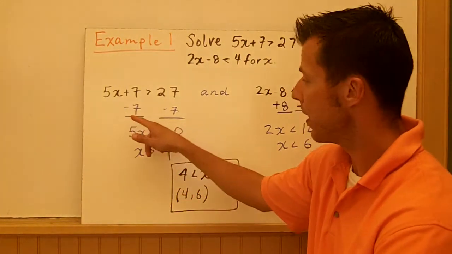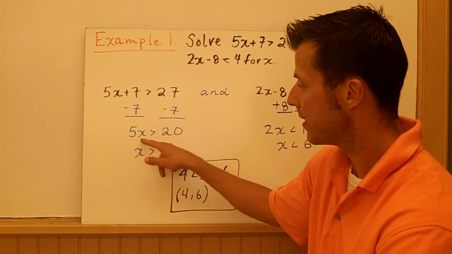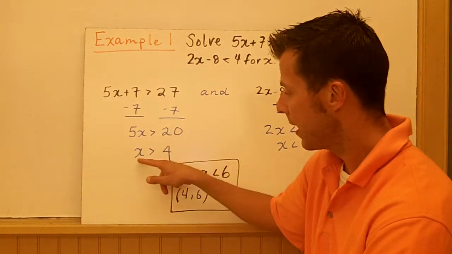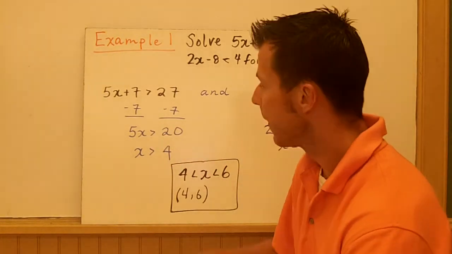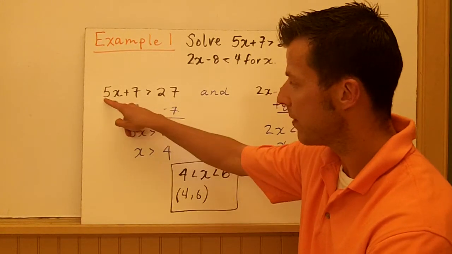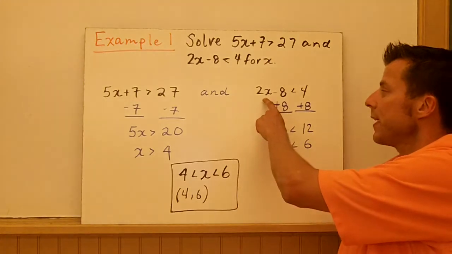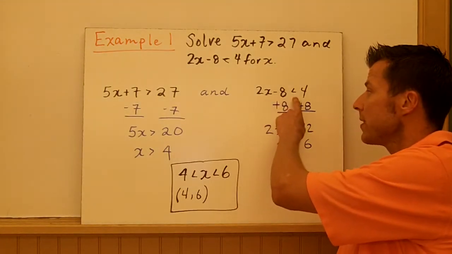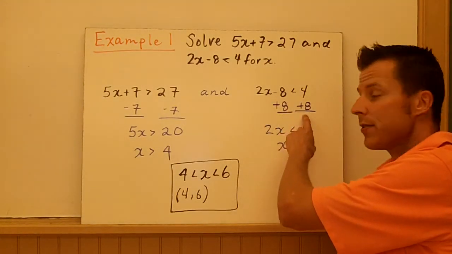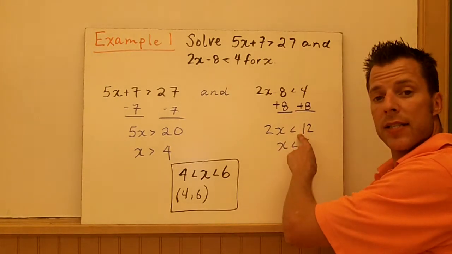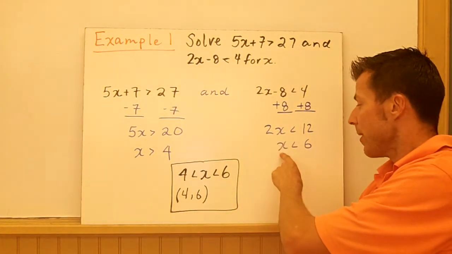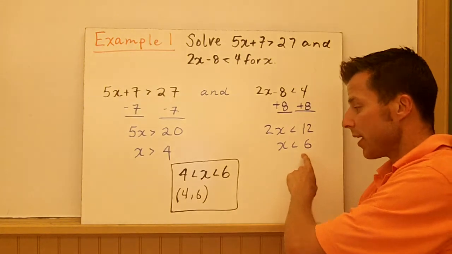This is two steps, so I subtract 7 from both sides, divide each side by 5, and I'm left with x is greater than 4. No need to change the inequality sign because the coefficient value is positive. On the second inequality, 2x minus 8 is less than 4. I add 8 to both sides, and I'm left with 2x is less than 12. Divide each side by 2, and I get x is less than 6.